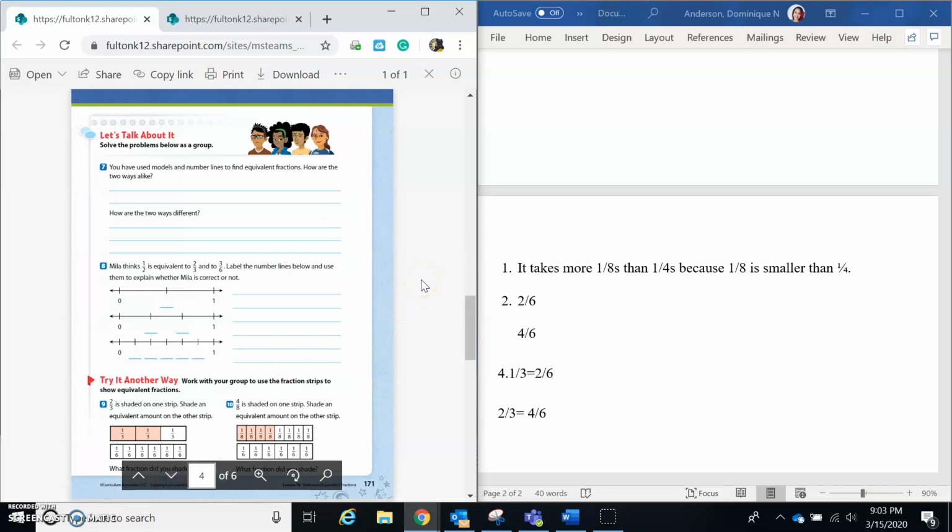Alright, so let's talk about it. It says you have used models and number lines to find equivalent fractions. How are the two ways alike? So let's talk about that. How are they alike?